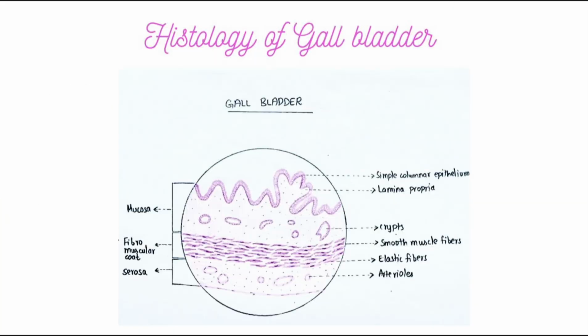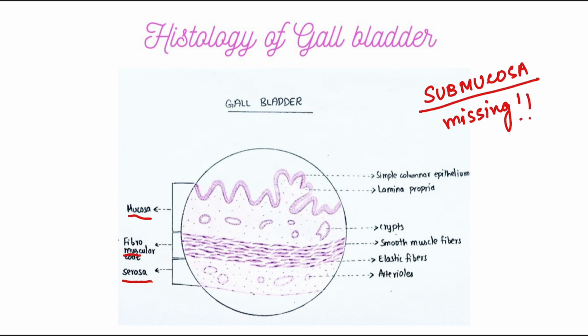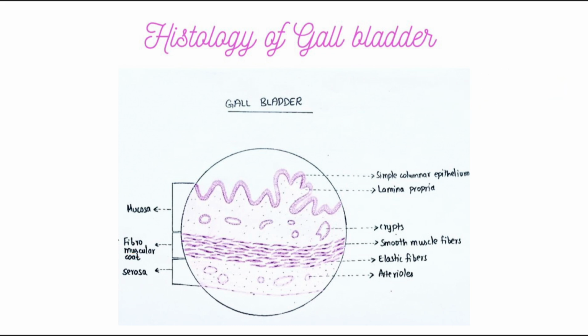In the histology, I want to tell you one important point. We have seen four layers in the GIT: serosa, submucosa, muscularis layer, and mucosa. You can easily see that there is serosa, there is muscularis layer, there is mucosa. So which layer is missing here? The layer missing here is the submucosa. So the gallbladder does not have a submucosa. This is the important point that you have to remember.